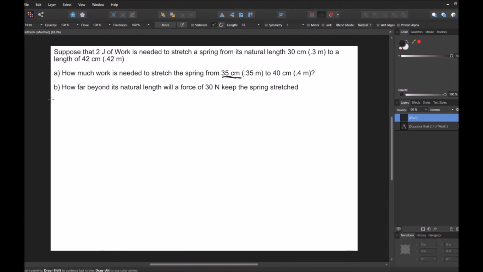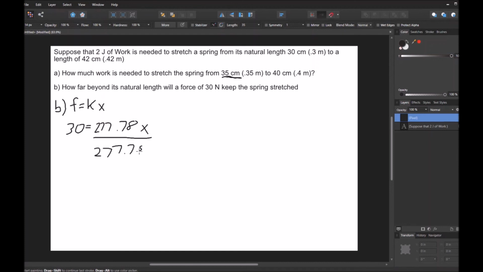So in part B of the question, it says how far beyond its natural length will a force of 30 newtons keep the spring stretched? So I'm going to write out Hooke's law. F equals k of x. We know that the force is 30 newtons, and we know that our k is 277.78. And now all we need to do is solve for x.